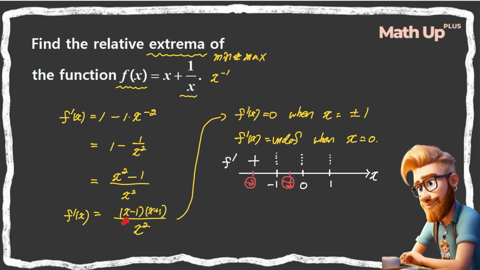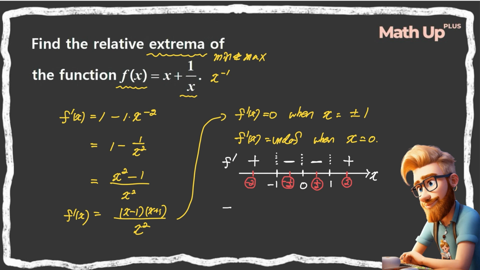If x is negative 1/2, this is negative. If x is negative 1/2 here, this is positive. So negative times positive, that is negative. Pick 1/2 here. If x is 1/2, 1/2 minus 1, that's negative. 1/2 plus 1, that's positive. So negative times positive, that's negative. And lastly, if we choose 2 as a test point, 2 minus 1, positive, 2 plus 1, positive. So positive times positive, that's positive.